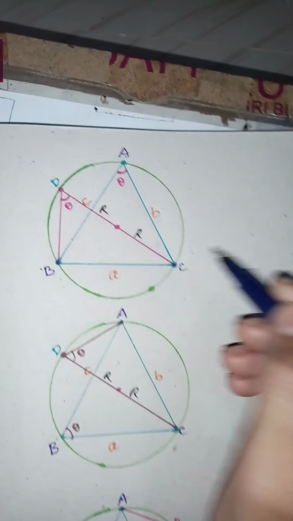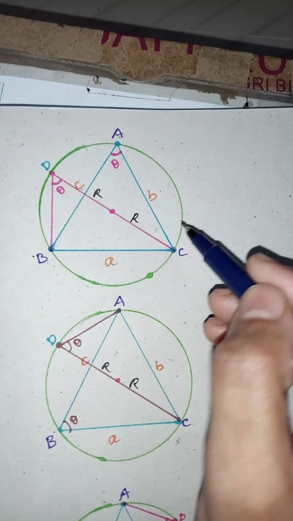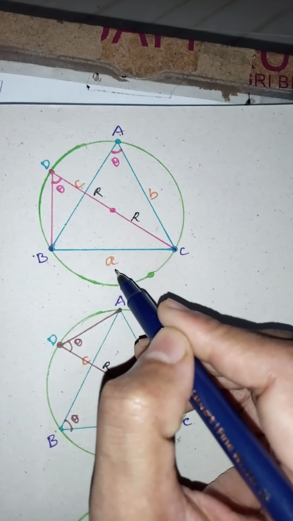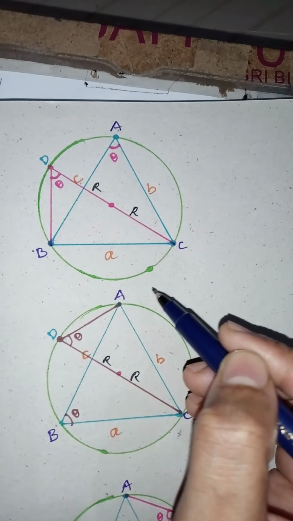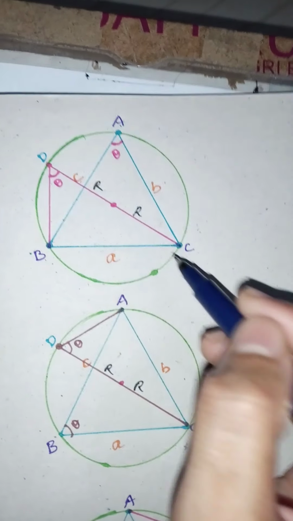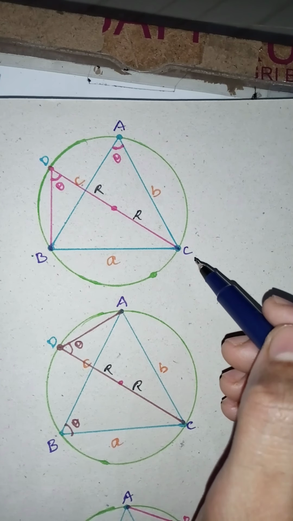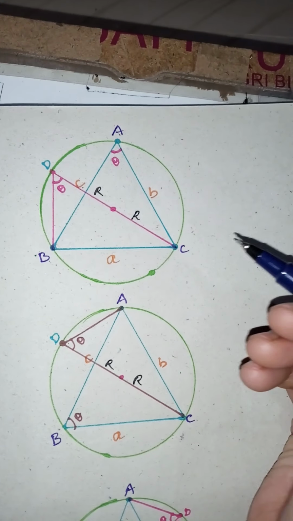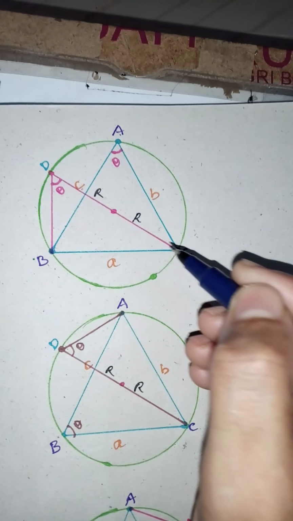ABC is a triangle. A is the side, that is BC, which is opposite to the vertical angle A, and CD is the radius of the circle. Now we need to find, using the trigonometric function, A as angle.